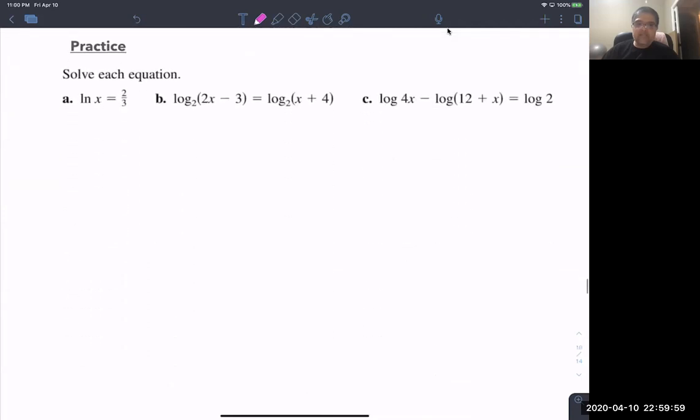So let's start off easy. Let's start off with A. The natural log of x equals 2/3. Okay. Well, we're fortunate enough in this problem to have the natural log isolated. There's nothing around that logarithmic expression. So all we have to do is the inverse of the logarithm, which in this case is e. The exponent and the log cancel, giving me x. So my answer is e to the 2/3.